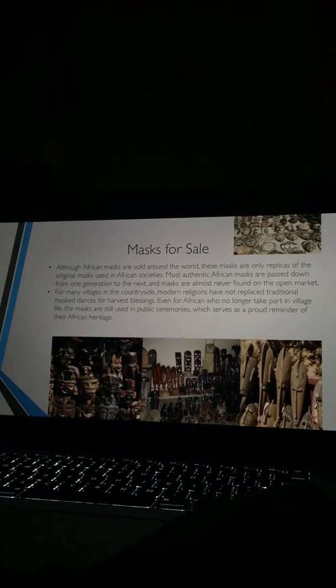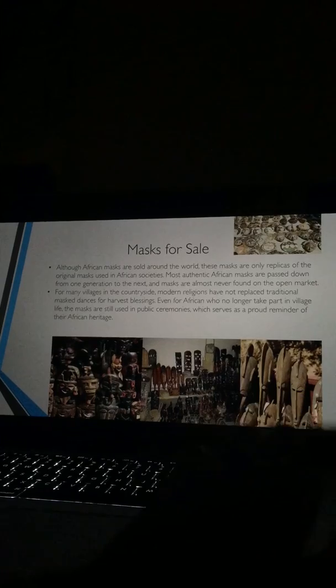For many villages in the countryside, modern religions have not replaced traditional mask dances for harvest blessings. Even for Africans who no longer take part in village life, the masks are still used in public ceremonies, which serves as a proud reminder of their African heritage.